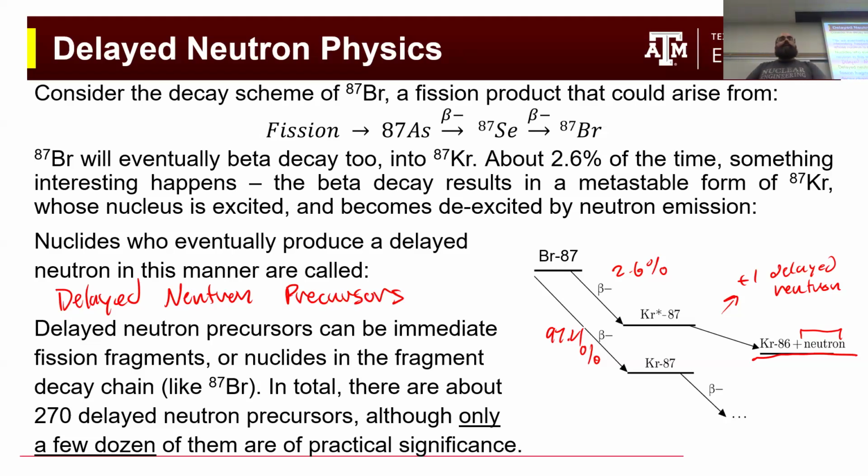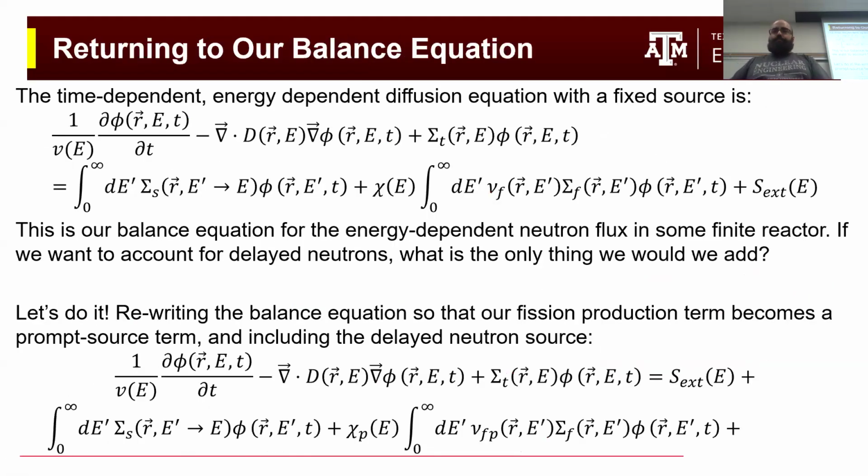So there are lots of different delayed neutron precursors. We know about over 200 of them. They can come immediately, as some of the fission fragments that come out of fission are delayed neutron precursors. Some of them are in the decay chains of those fission fragments. We don't have to keep track of all 270 of them, thankfully, because only about a dozen or so are practical in terms of the time scales over which they affect our reactors. So delayed neutrons come from delayed neutron precursors.